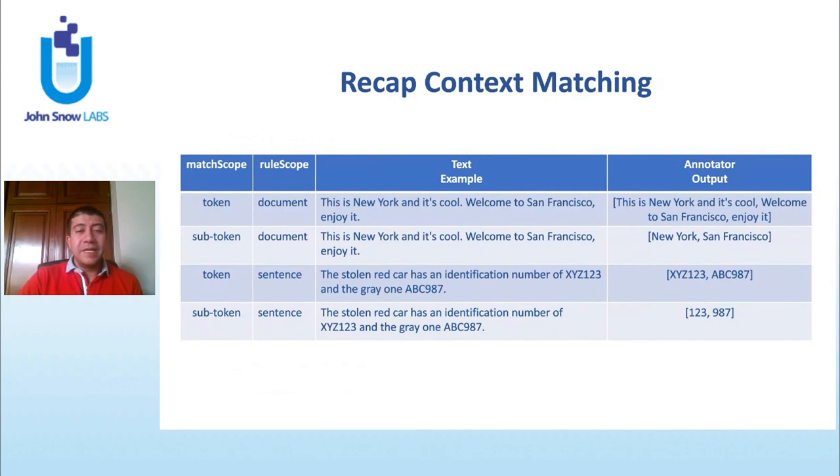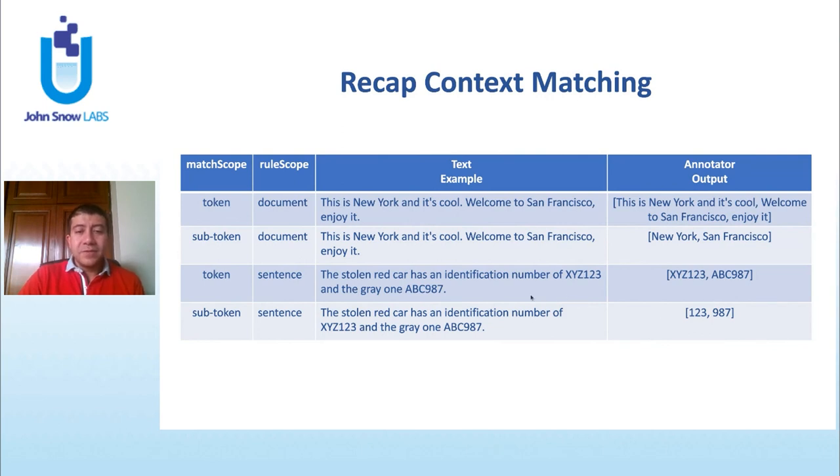So let's take a look at an example to make sure we understand the use of rule scope and match scope. In the first example, we are saying to return the whole match and to look for a match on each sentence of a document. So since there is a match, it returns the whole sentences. Now, when we say to return the matched content, we use subtoken. And we have as an output New York and San Francisco, which is only the matched content.